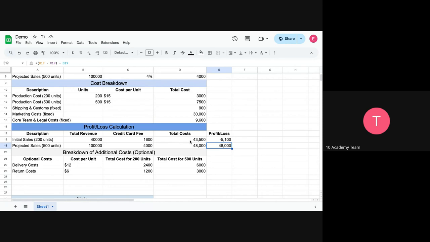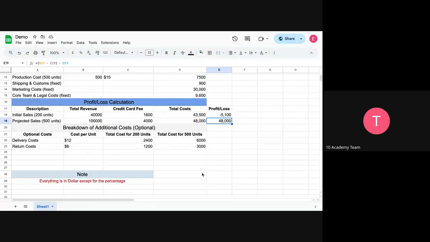We are just going to add these four terms together, and for the profit loss, we are going to subtract from the total revenue the credit card fee, and then also the total costs. So we will get the profit. Whether we get a profit or a loss, we can understand from this calculation. Over here we have a minus $5,100 loss for the 200 units, and then we have $48,000 of profit for the next 500 units.